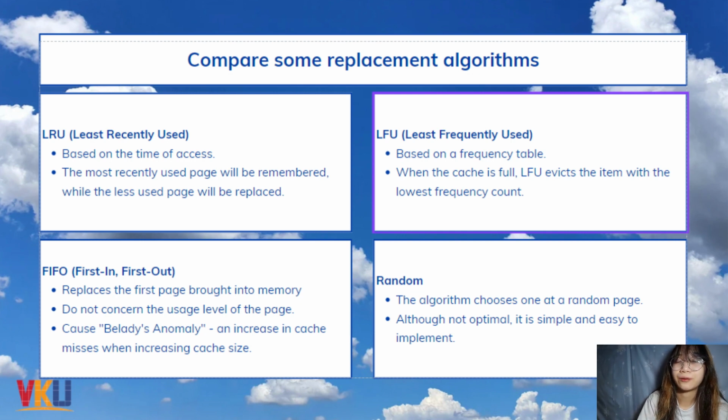The last replacement algorithm I want to mention today is the random. The random algorithm chooses one random page and then evicts it from the system when the cache is full. Well, although this is not optimal, it's simple and easy to implement.